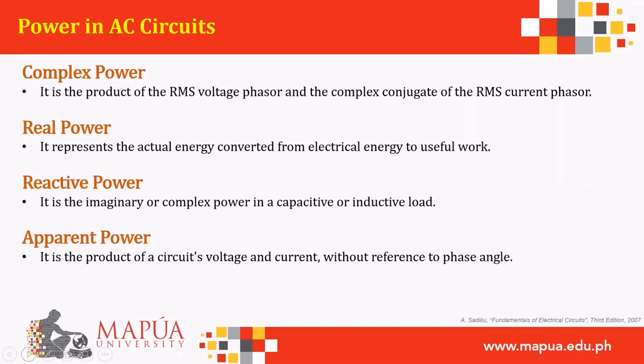Next, we have the real power, which is expressed in watts, and so represents the actual energy converted from electrical energy to useful work. Next, we have the reactive power, which is expressed in volt-ampere reactive or VAR, and is the energy that is used to help transfer energy into usable work, but does not do any usable work itself.